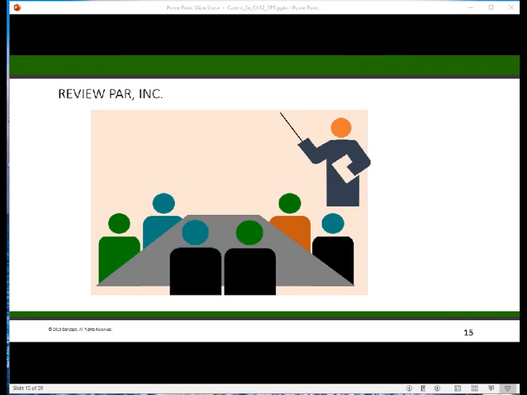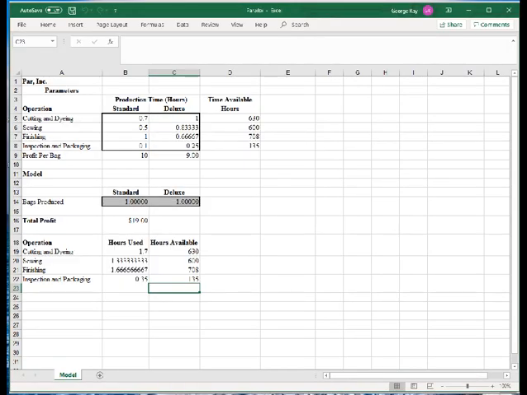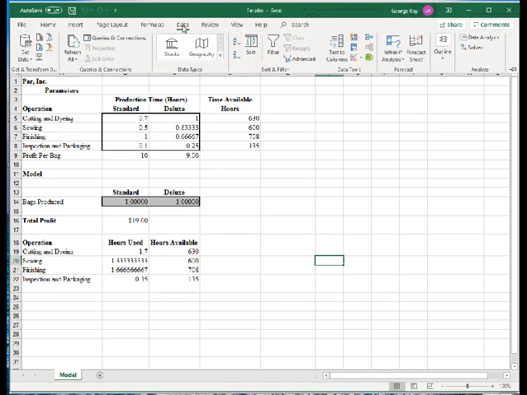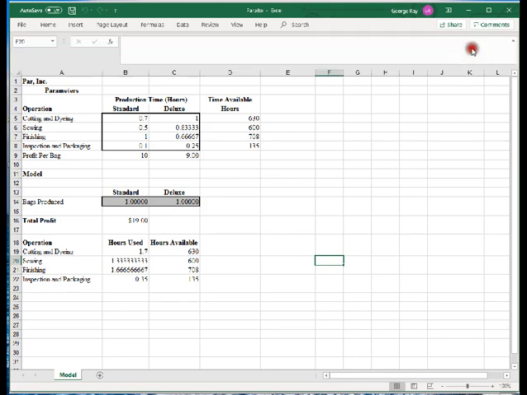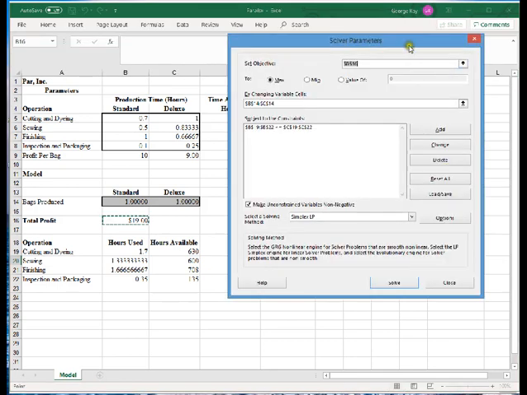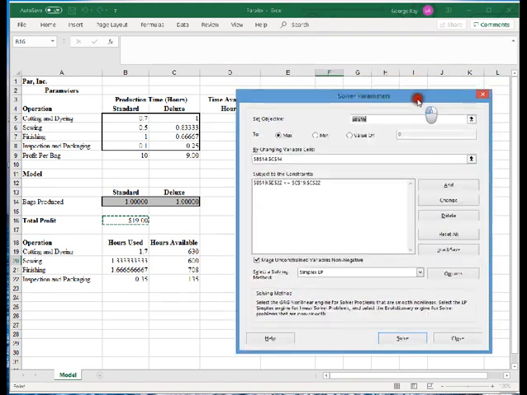So let's take a look at this. Here's our model, and of course we've gone over this. Solver is on our data ribbon, so click Data, and then over on the far right you have Solver. And it brings up a dialog box, and I'll just move that here.